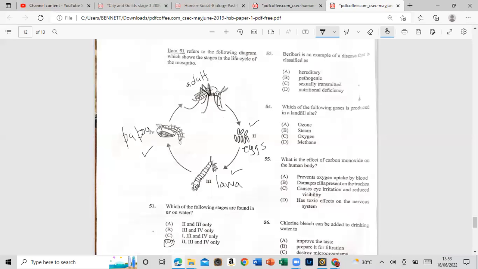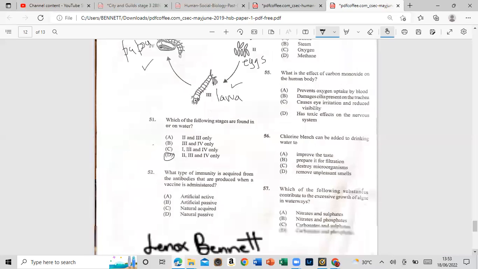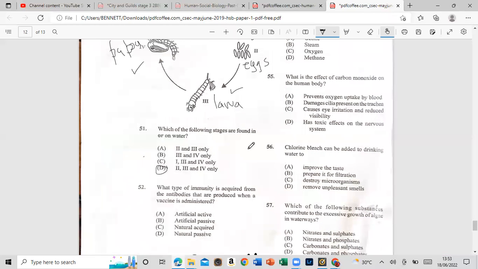All right, so let's move on to 52. What type of immunity is acquired from the antibodies that are produced when the vaccine is administered? A, artificial active. B, artificial passive. C, natural acquired. Or D, natural passive. And that would be A, artificial active. We have done this one before.